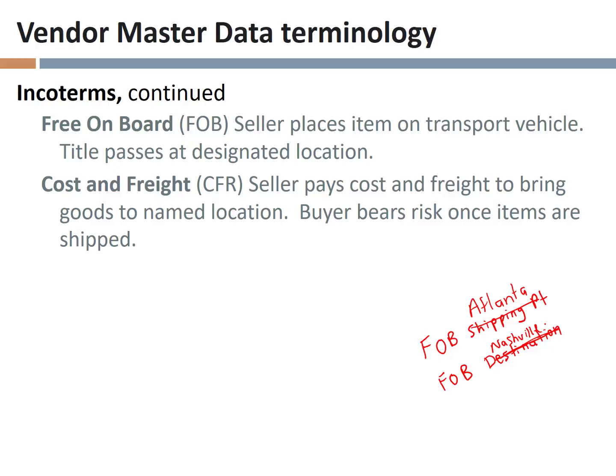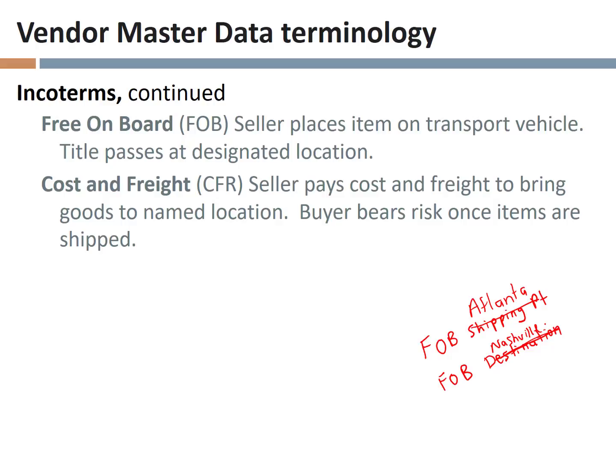Cost and freight, CFR. The seller pays the cost and the freight to bring the goods to a named location, but the buyer bears the risk once the items are shipped. So this is kind of interesting. The seller says, look, I will pay for the truck to take it to you, but if something happens to the truck, you're going to be responsible for it, so you buy the insurance.